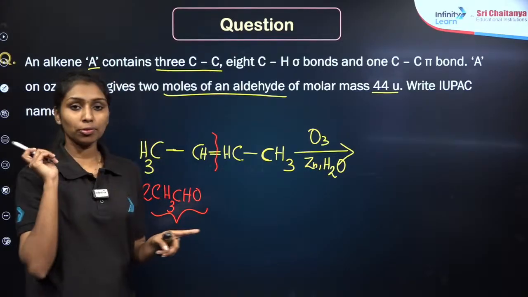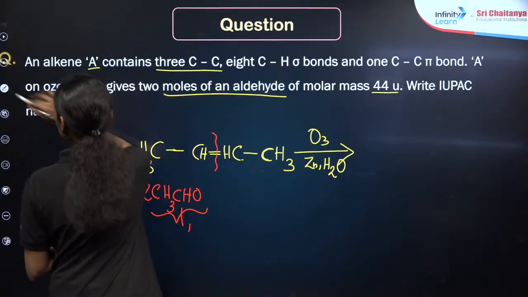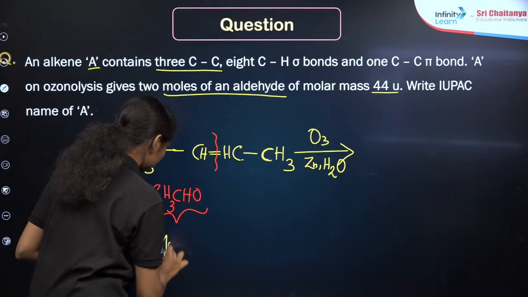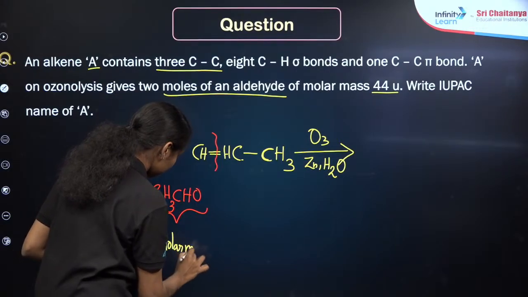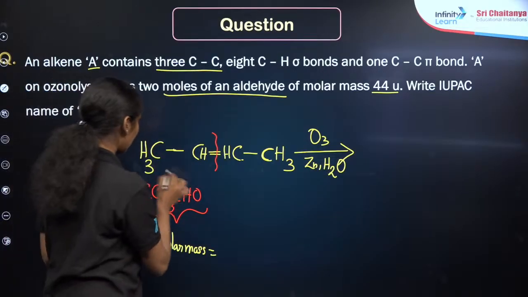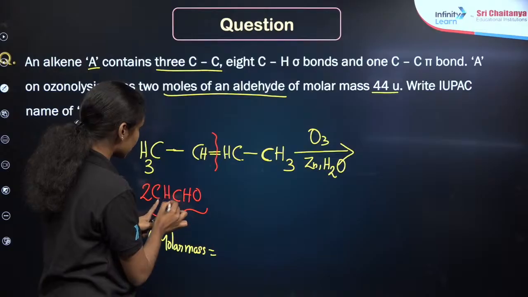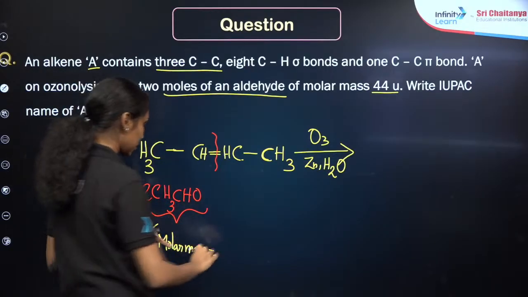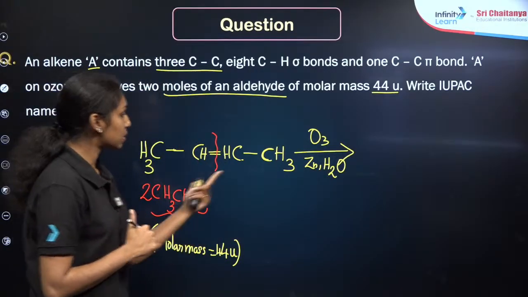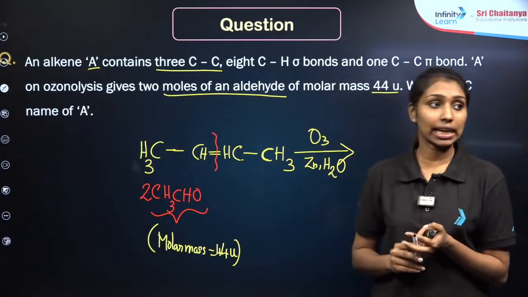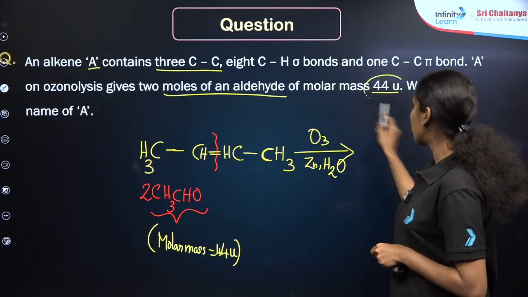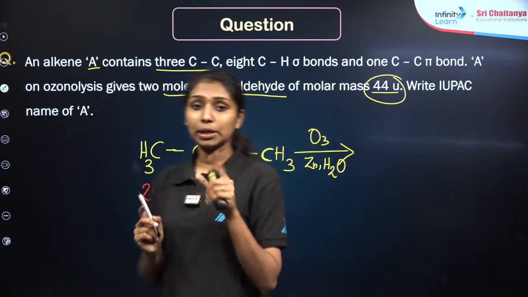In order to confirm, we have to identify the molecular mass. What will be the molar mass here? For 1 carbon, it will be 12 units. Here I am taking 12 plus 12, 24, plus 3, 27, plus 1, 28, plus 16, it will be 44 units. So according to the question, it is correct. By ozonolysis, this particular alkene forms 2 moles of an aldehyde having molar mass of 44 units. So we can confirm that the particular alkene will be this one.